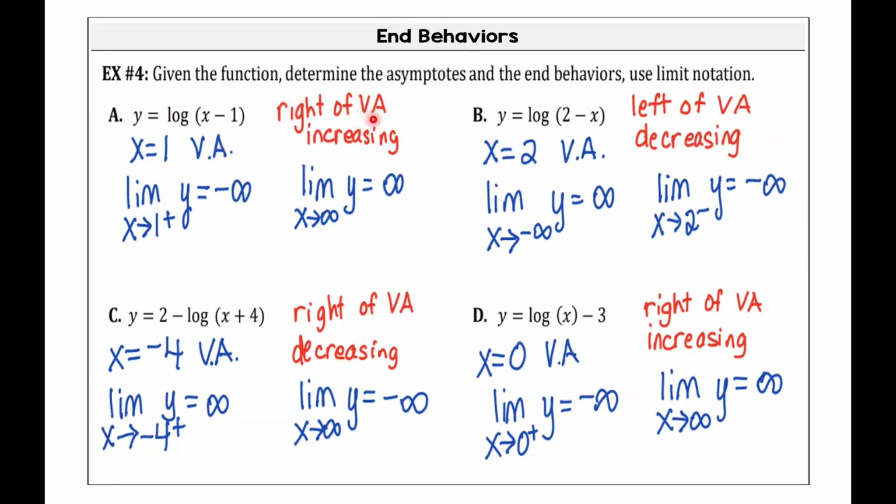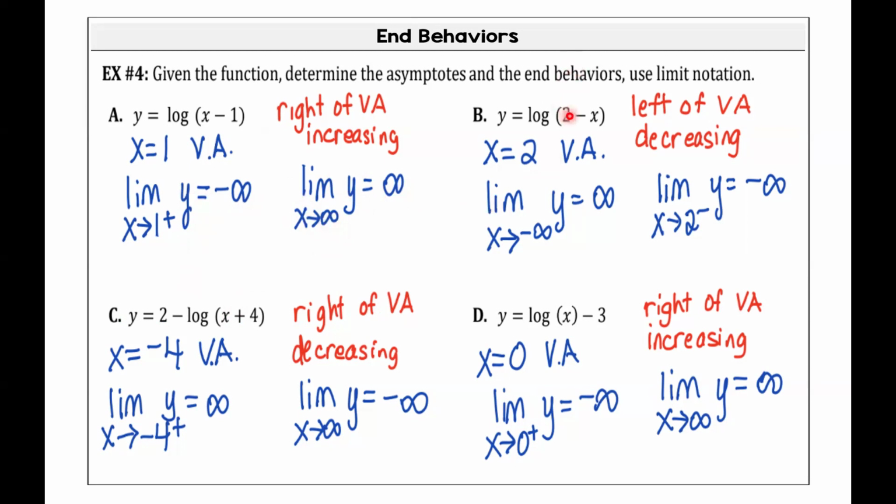So to the right of the vertical asymptote, it's increasing. We know the limit as x goes to 1 from the right, heading to the left as much as we could, y equals -infinity. It's just getting smaller and smaller as we head towards 1. The limit as x goes to +infinity, going forever to the right, y equals infinity. So that's describing our end behavior.